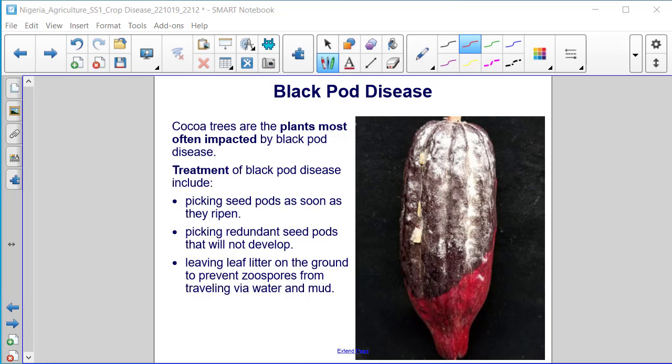Treatment of black pod disease includes picking seed pods as soon as they ripen, picking redundant seed pods that will not develop, and leaving leaf litter on the ground to prevent zoospores from traveling via water and mud.